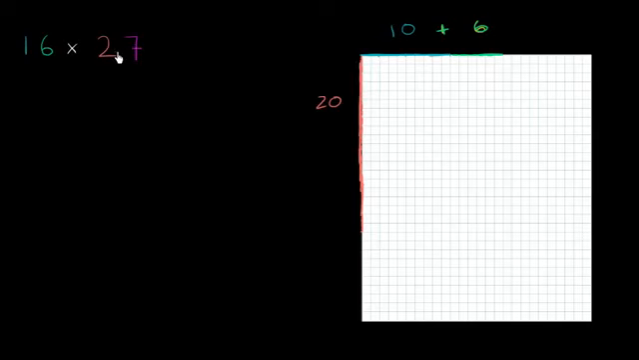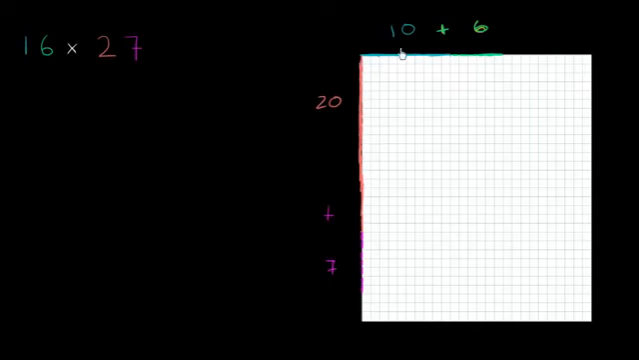But we're not just talking about 20, we're talking about 27. So it's 20 plus 7. So let's count off 7 here. 1, 2, 3, 4, 5, 6, 7. Now, if we have 16 times 27, the product would give you the area of a 16 by 27 rectangle.